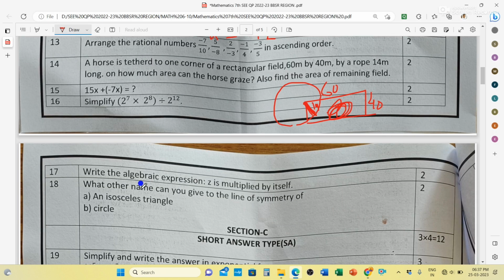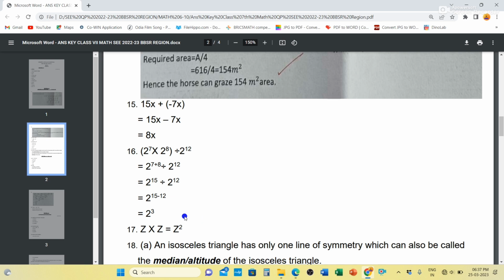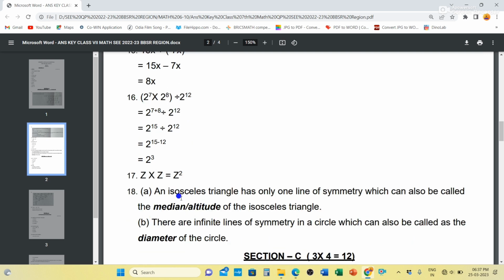Then write the algebraic expression: Z is multiplied by itself. So Z is multiplied by itself, that means Z into Z. So it will give Z square.